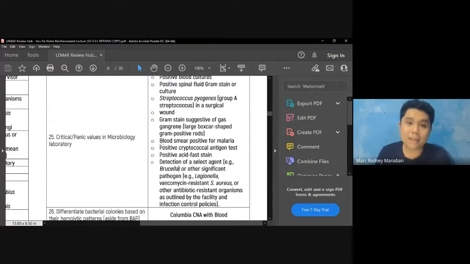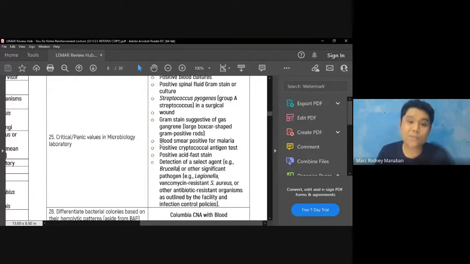Another one is wounds, especially if the organisms found there are known to cause tissue necrosis. You have S. pyogenes, necrotizing fasciitis. Clostridium perfringens, gas gangrene. Tissue necrosis. Alright. Aside from that, the recovery also of well-known airborne or infectious organisms such as Brucella, Legionella, and of course, antibiotic-resistant bacteria. Alright. Aside from that, positive acid-fast, of course, MTB, because MTB is deadly and infectious.